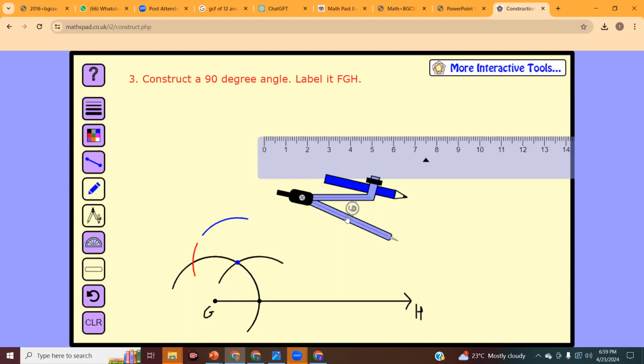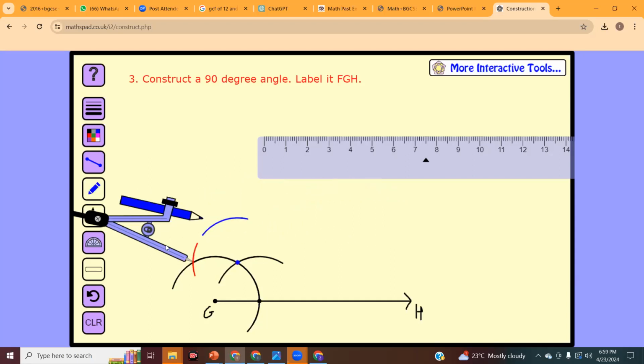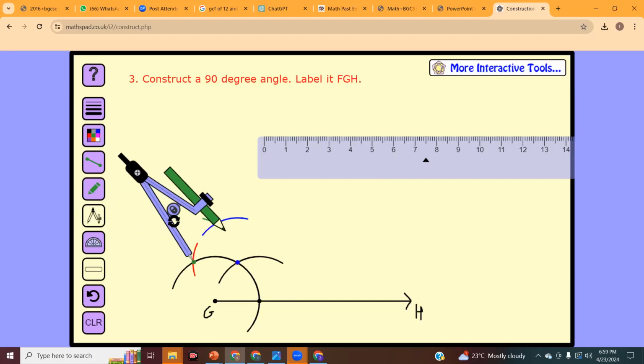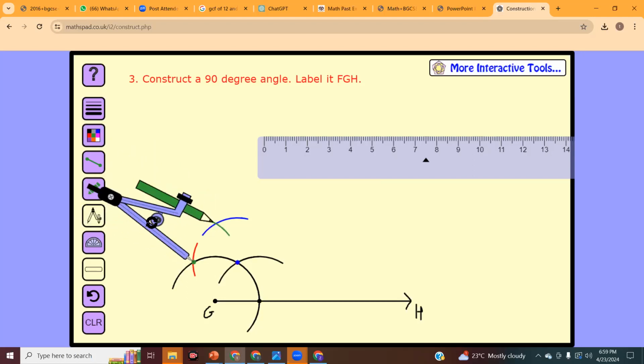Okay, next, the last thing I'm gonna do is come right here where the red arc intersects with the black arc. Where the red arc intersects with the black arc, I'm going to draw another arc, and this arc is gonna intersect with the blue one. We're gonna call this the green one. So come right here and draw an arc like so, and then we have it, right?